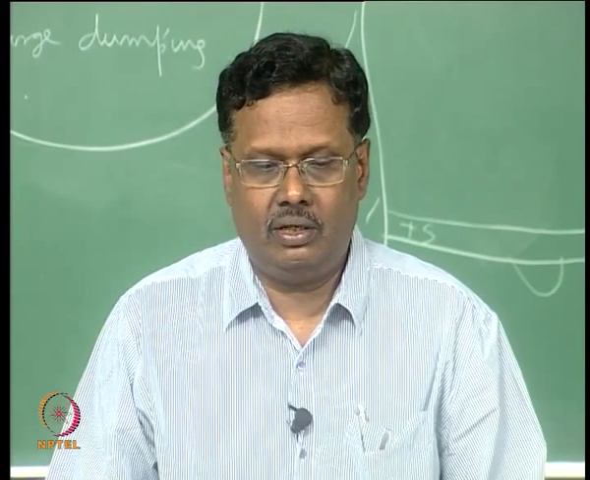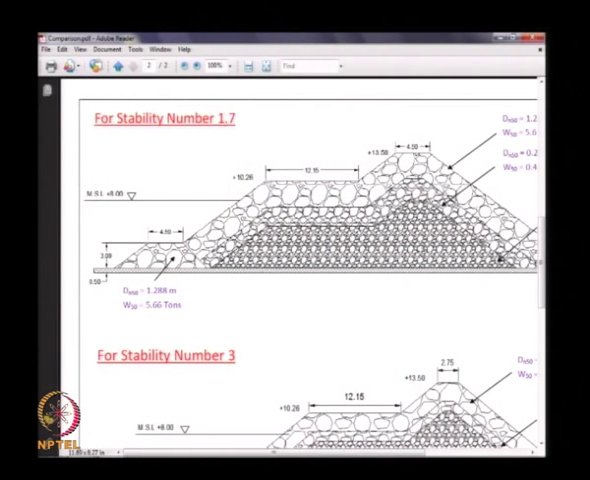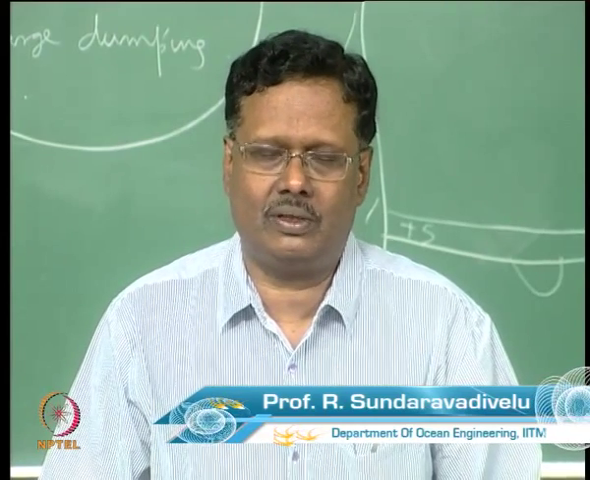Suppose your crane is moving on top of this, the crane should have a reach of about 30 meters to dump the tow mount. 30 meters is a very huge reach that a crane has to move and then dump it, and it is a very slow process also.